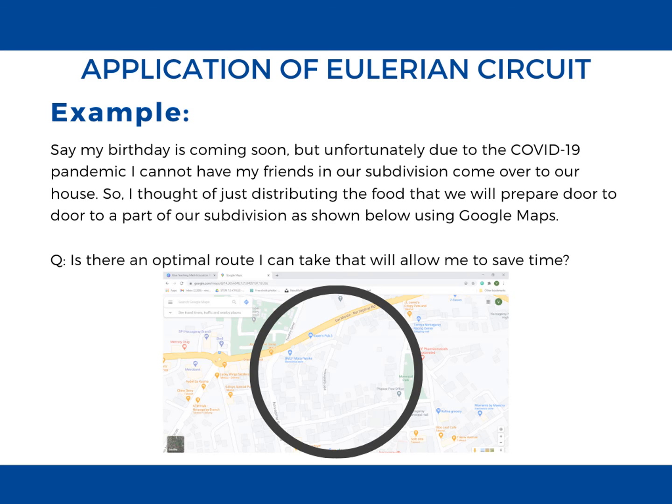Real-life application of Eulerian circuit. The given scenario is this. Say my birthday is coming soon, but unfortunately, due to the pandemic, I cannot have my friends in our subdivision come over to our house. So, I thought of just distributing the food that we will prepare door to door to a part of our subdivision as shown below using Google Maps. Question: is there an optimal route I can take that will allow me to save time?